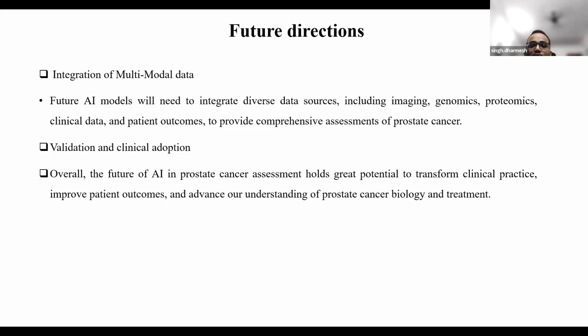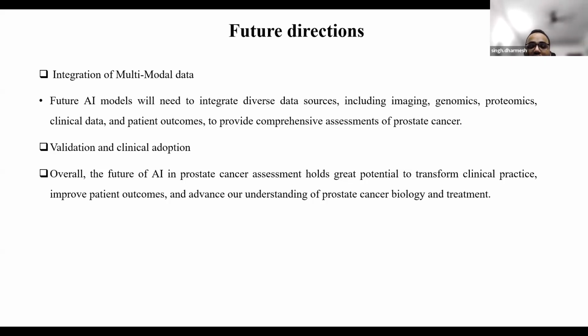Equally important is validation and clinical adoption. You need to train your model in a lot of different countries, with different vendors and different areas, so it will increase clinical adoption. For AI tools to make an impact, they must be rigorously validated in large multicentric trials and gain the confidence of clinicians for routine use in practice.